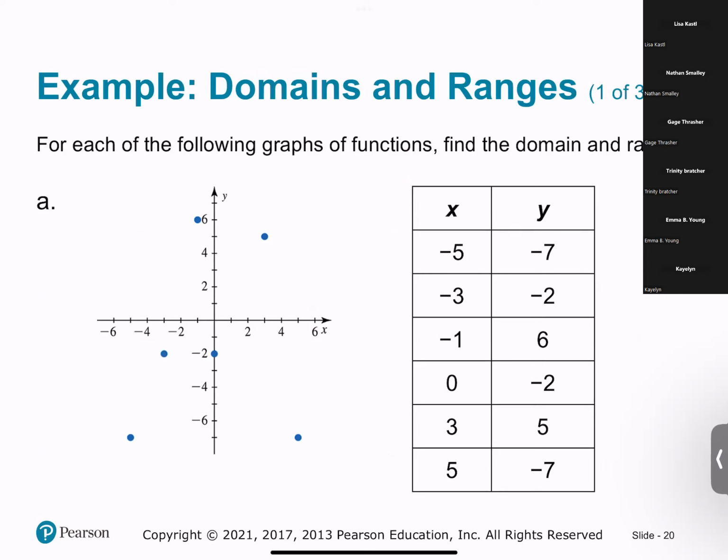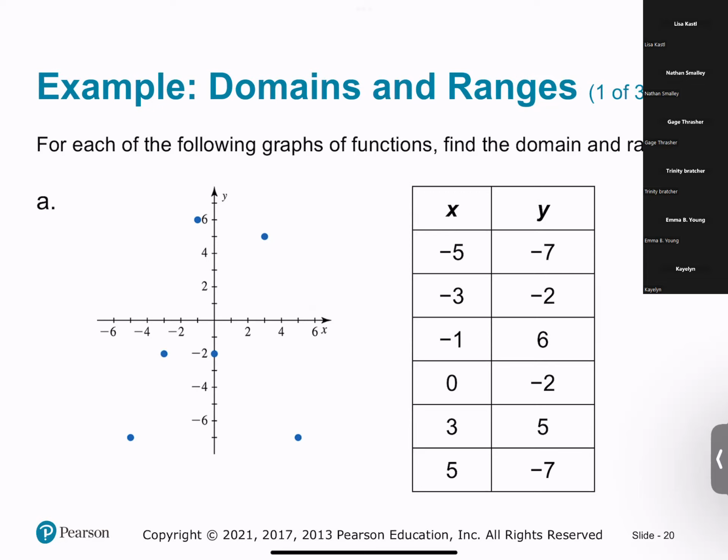Okay, let's look at some examples of domains and ranges. So I have a relationship, and it looks like a function to me, defined in terms of a graph. And then I have a relationship defined in terms of a table. What's the domain and range? And these are actually the same, are they not? This table and this graph of plotted points are actually the same values. So I have -5, -7. I have -3, -2. I have -1, 6. Okay, so what's the domain and what's the range?